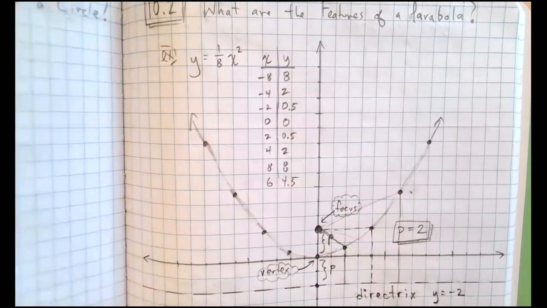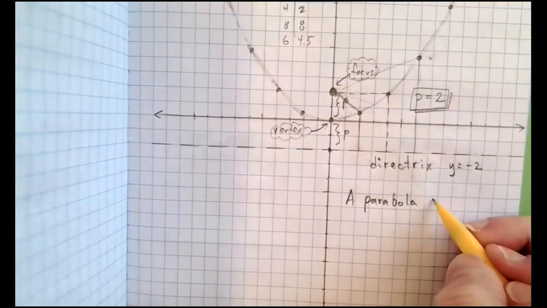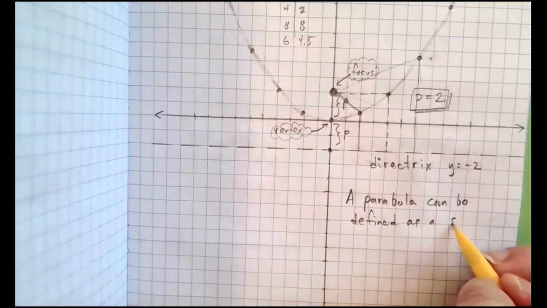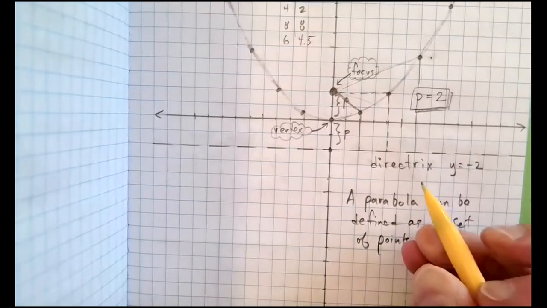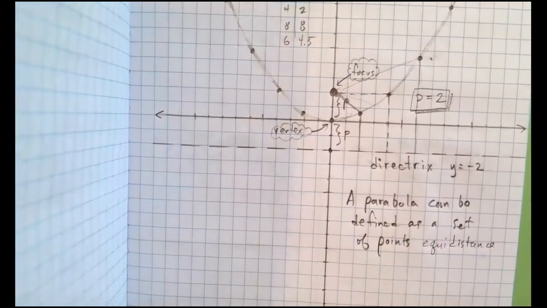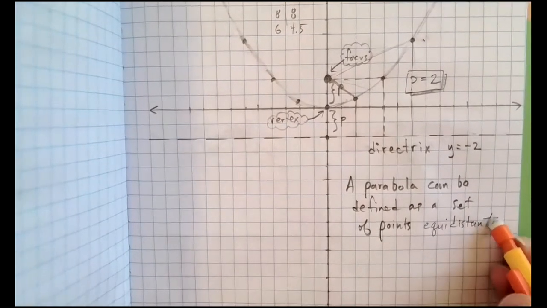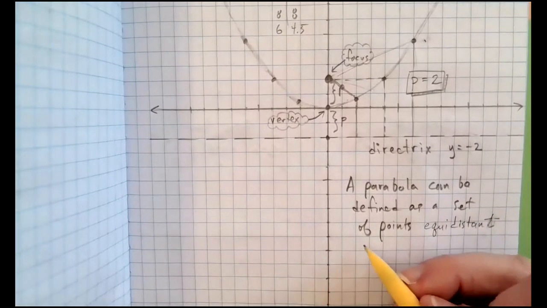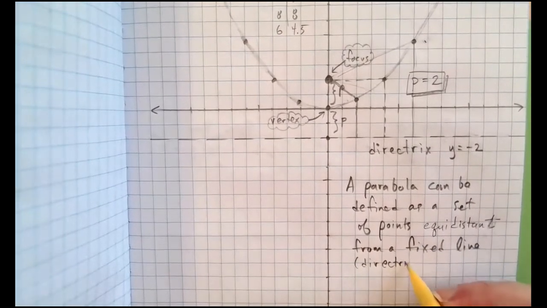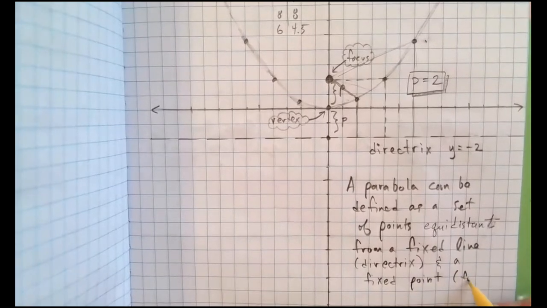And I just want to say that underneath all this, a parabola can be defined as a set of points. Let's use equidistant because that makes us feel smart. It just means equal distances, but using that word will turn heads at a party, I'll tell you what. Like, oh my goodness, that person sounds smart. Equidistant from a fixed line, which we're calling the directrix, and a fixed point, which is called the focus.